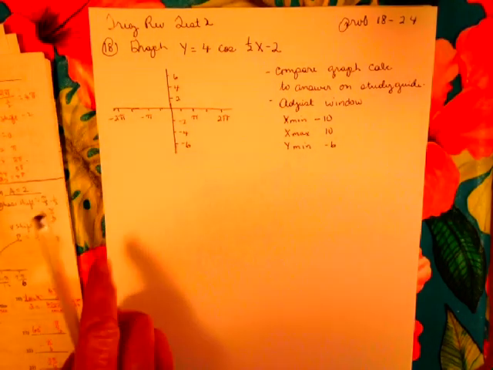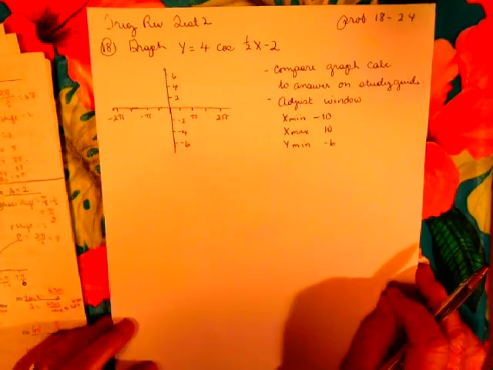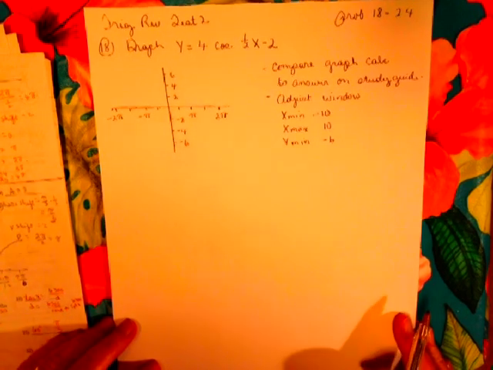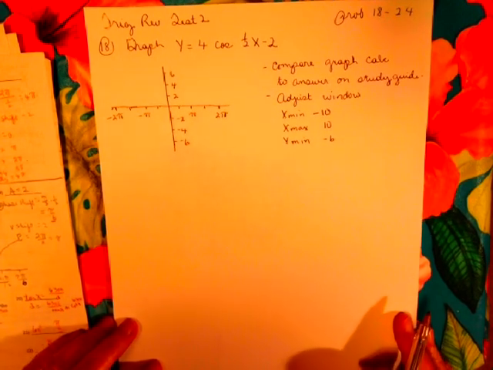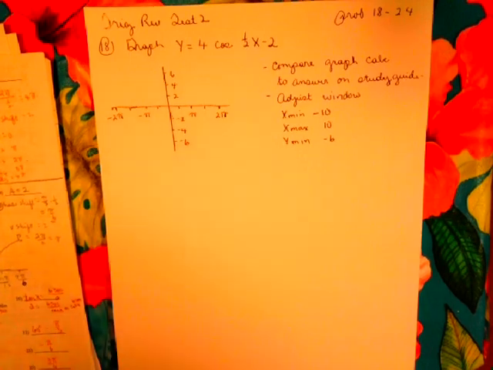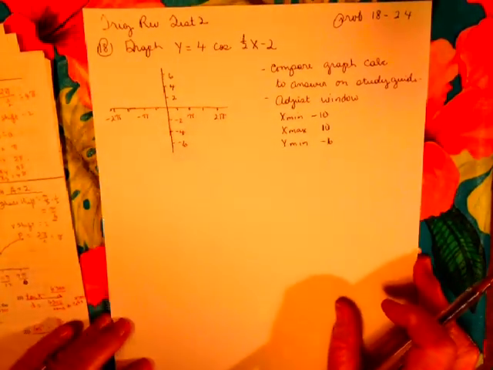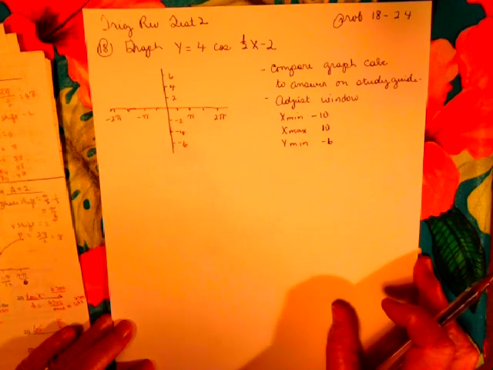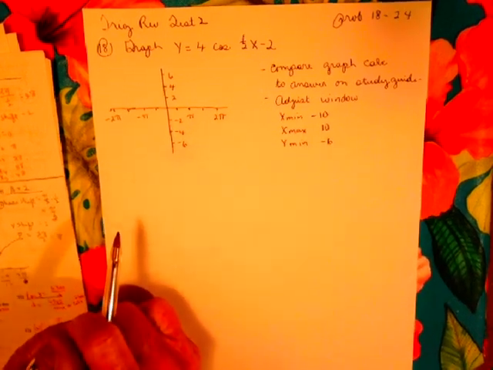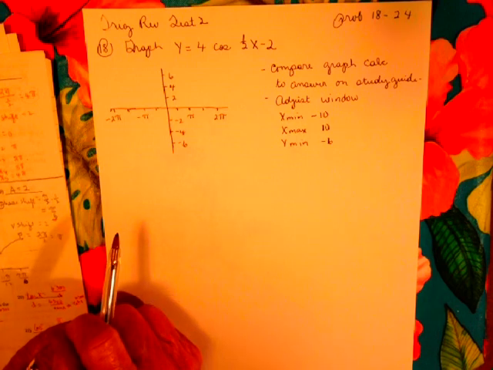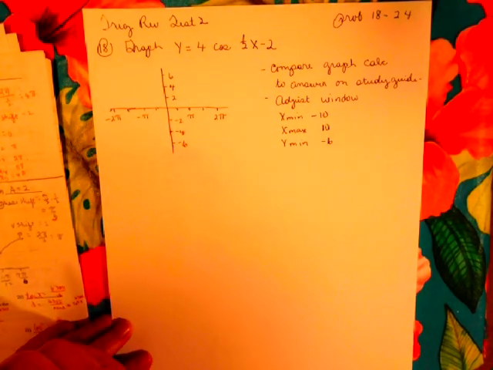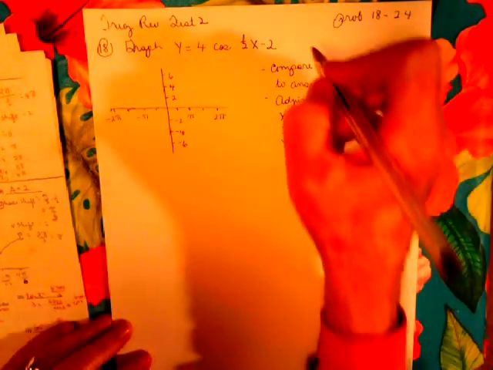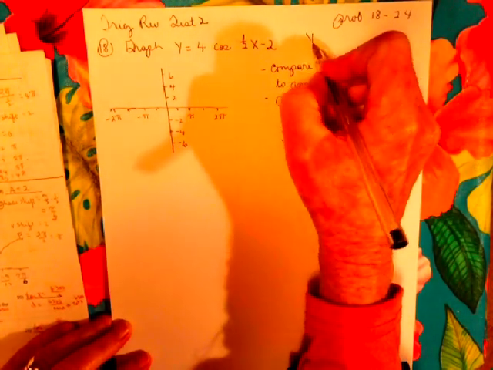We're now ready to work on problems 18 through 24 for the trig review for test 2. Problem number 18, graph y equals 4 cosine 1/2 x minus 2. Use your knowledge of the different parts of the formula for the trig functions.